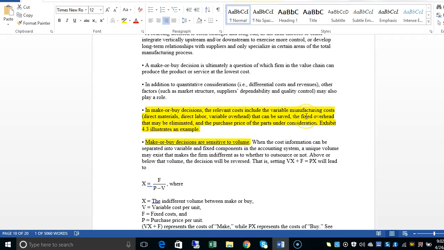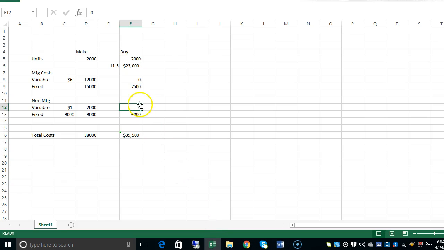Next, we ask ourselves, what fixed overhead may be eliminated? We are told that of the fixed manufacturing costs of 15,000, 7,500 would be eliminated. That means if 7,500 is eliminated, $7,500 is still incurred. So if we outsource this part, we still will have $7,500 of fixed manufacturing costs. If it had said that $3,000 of manufacturing fixed costs would be eliminated, that means we would still incur $12,000 of fixed manufacturing costs. If it had said all fixed manufacturing costs will be eliminated, we would have 0 here. So, sticking with the problem, we are told that 7,500 would be eliminated. That means 7,500 is incurred.